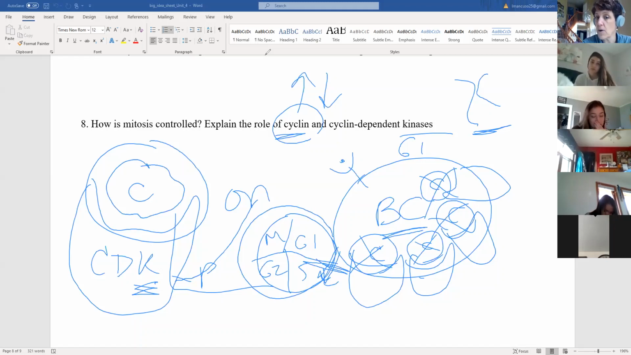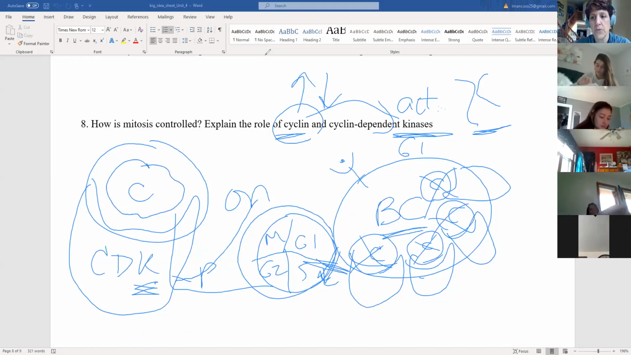And then a kinase, you always know that this is an activator. You have to activate that to actually do something. So this binds to this, activates whatever process. Hey, now we can pass the G1 checkpoint and we can do S.